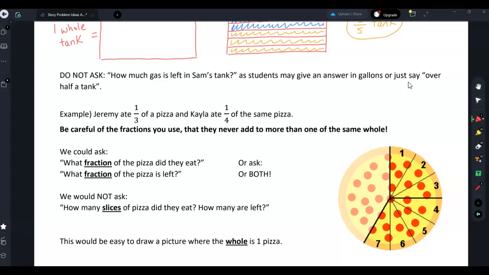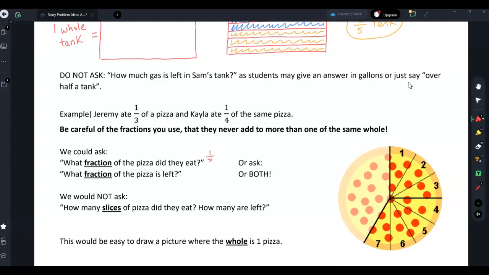So what could we ask at this point? We could ask all kinds of things. So we're looking at addition and subtraction. If I just wanted a simple addition with fractions problem, then I could ask what fraction of the pizza did they eat together, right? And so that would just be a simple, let me add 1/3 plus 1/4.